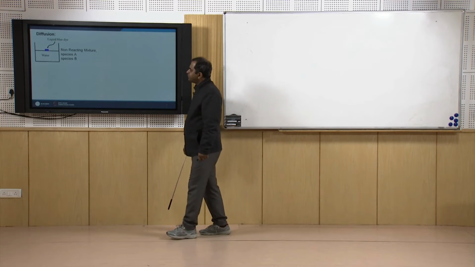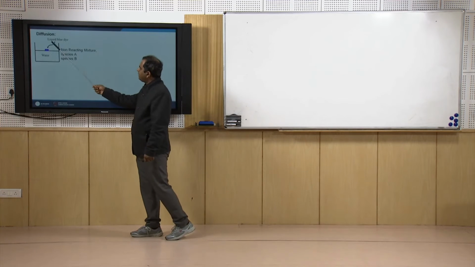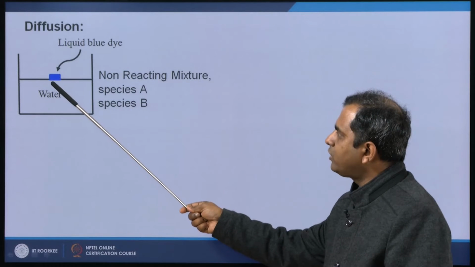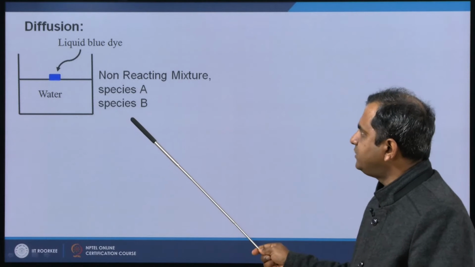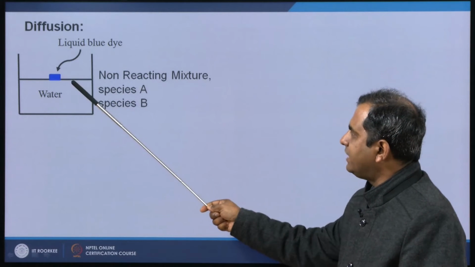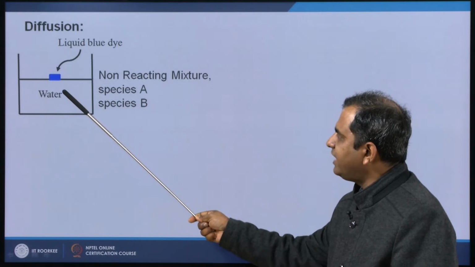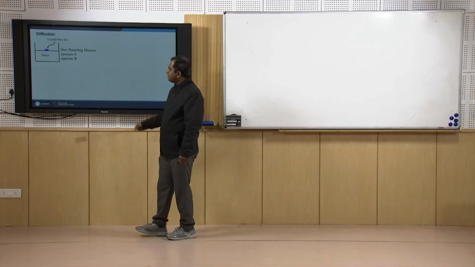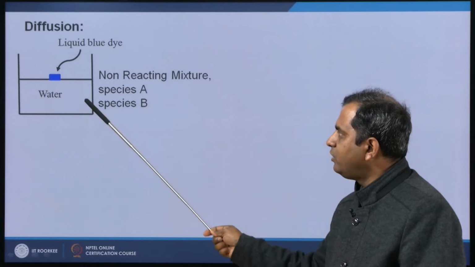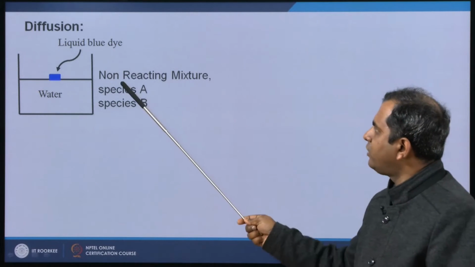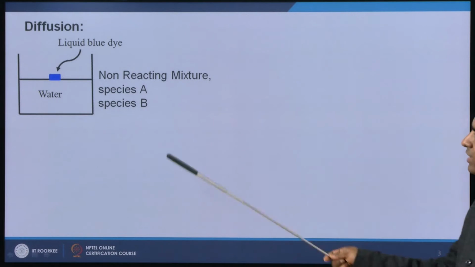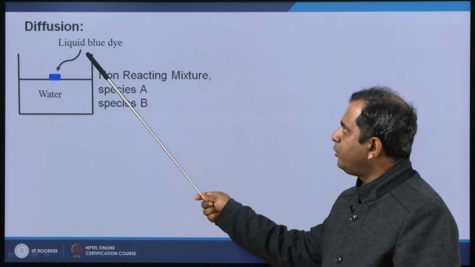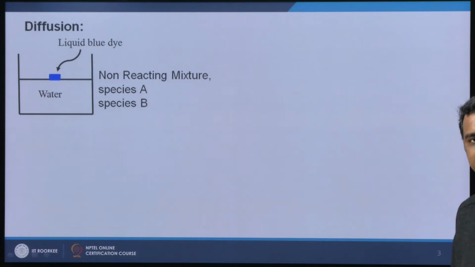To begin with, I will be giving you an idea of diffusion between two different components. Let us say we have species A as water and species B as some liquid blue dye. Whenever this dye enters the water, you will find that the blue color dye is diffusing in water slowly. Though they are a non-reacting mixture, there can be reactions also, but in this case, water and liquid blue dye are a non-reacting mixture, still we can find that diffusion helps in mixing.